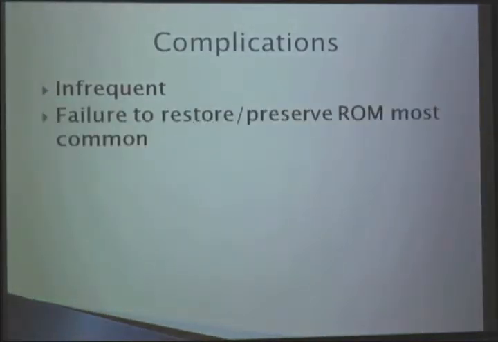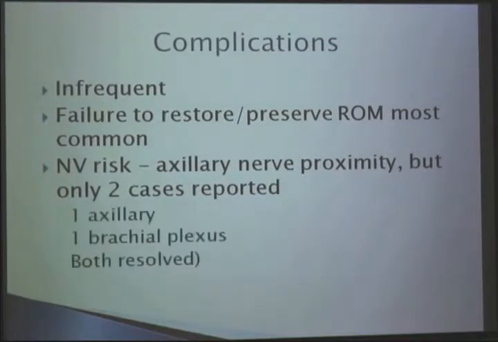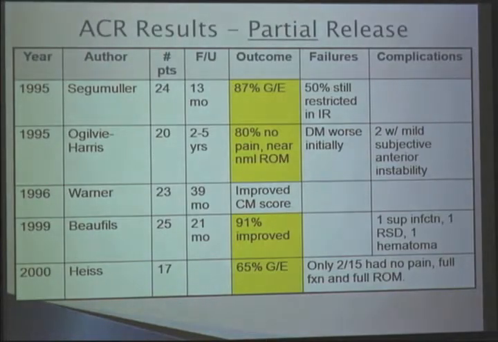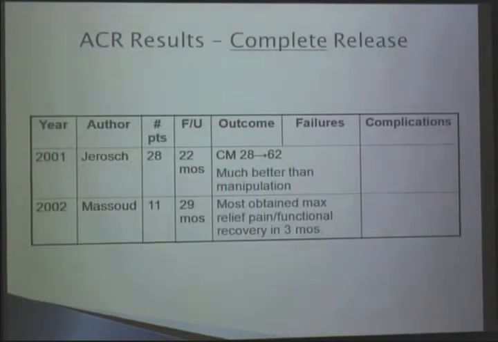Complications are infrequent. I think the biggest complication is that you don't do a good job or you can't keep it. Neurovascular risk is nominal, but you stay on the glenoid inferiorly. Don't go wandering around in the pouch. Both of the described complications are resolved. Instability, there's exactly one case in one review of outcomes that has ever been described. In terms of partial releases, they have overall pretty good results, but there are some patients who are still restricted, especially diabetics. If you look at those with complete releases, a very small body of literature here too, they have good functional recovery.